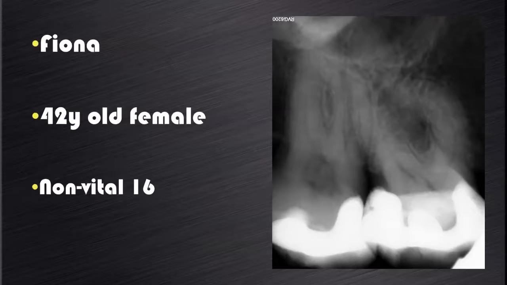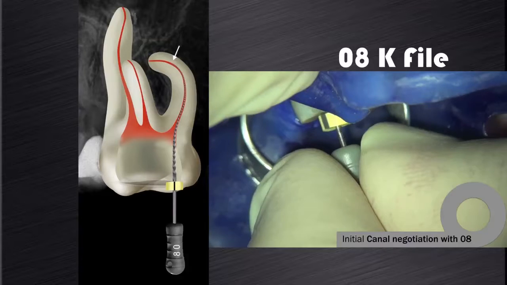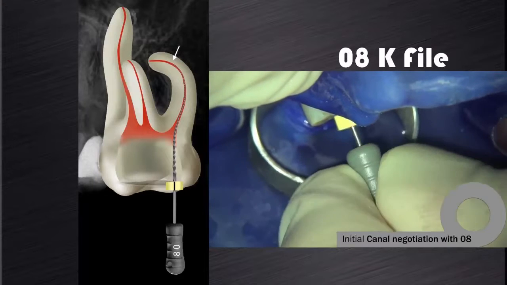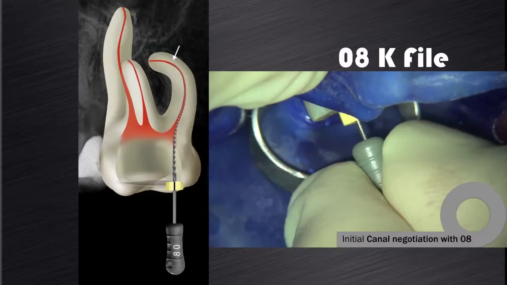Our patient, Fiona, a 42-year-old female, presented with a non-vital upper first maxillary molar. Also visible on this periapical radiograph is the severe canal curvature in the mesiobuccal root canal system. We started canal negotiation with a 0.8K file and the file hanged up in the apical third at the point of maximum root canal curvature.